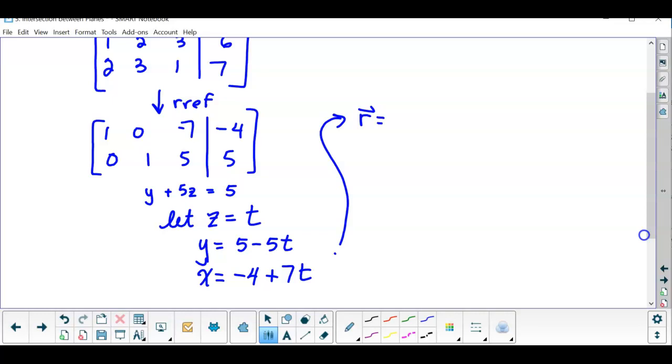So just read the question carefully on that. Your position vector is all the constants. So for x it's negative 4, for y it's 5, for z it's 0. And then your direction vector is 7, negative 5, and 1.